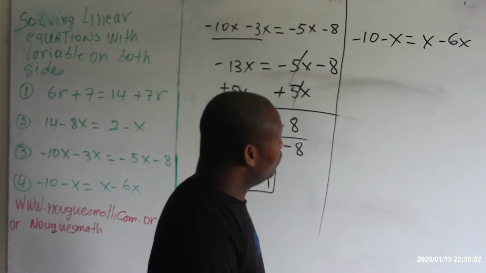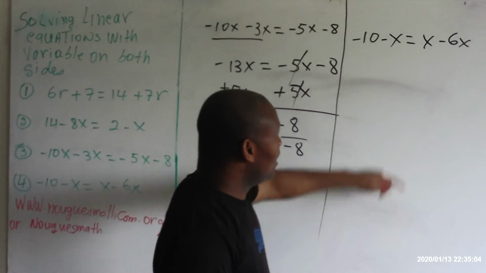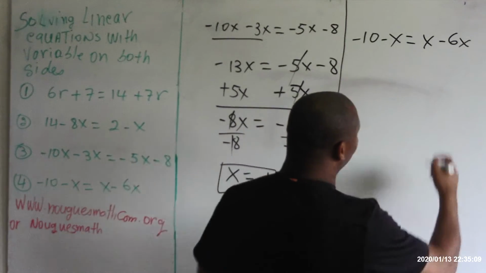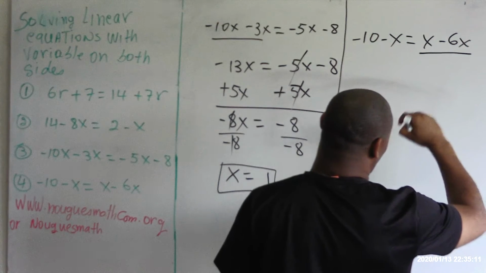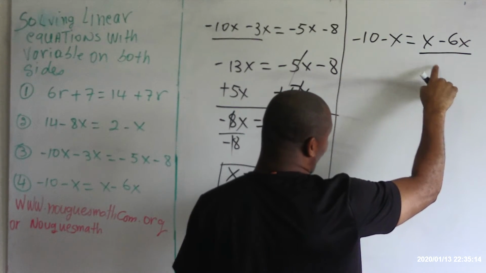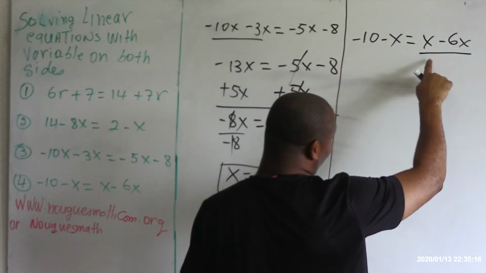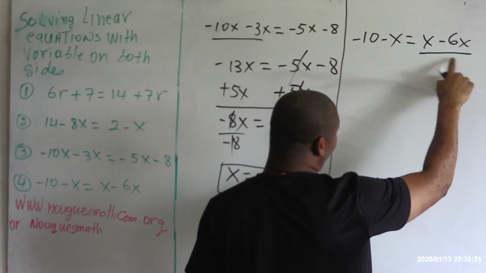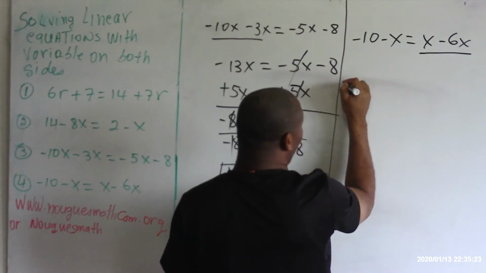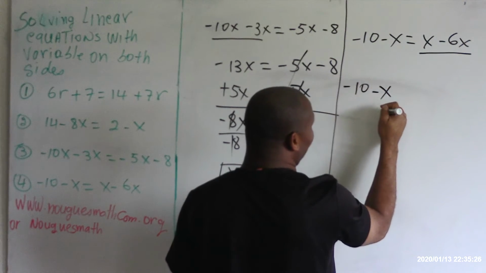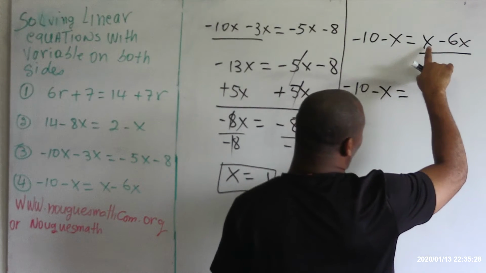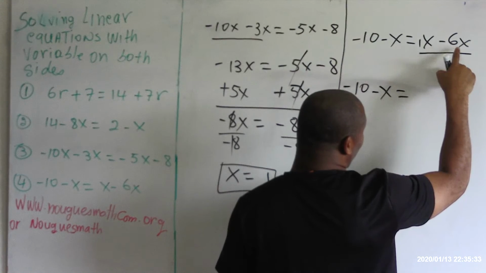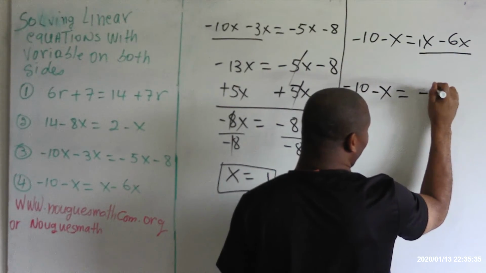Okay, so when I look at my equation, I see there are two like terms right here. Okay, right here, they are the same terms. Because they are the same, I need to do something right here. Okay, I'm gonna combine those two. So let me write this down. Negative 10, negative x equal. So you have x, 1x right here. 1x subtract negative 6x, that's gonna be negative 5x.